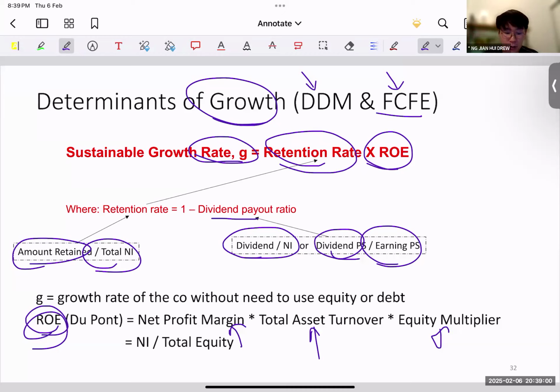I do see a question. Equity multiplier equals assets divided by equity. Total equity, yes, that's right. So it's divided by total equity. Just be careful: not just equity, but total equity. Average total equity, yes, that's okay too.